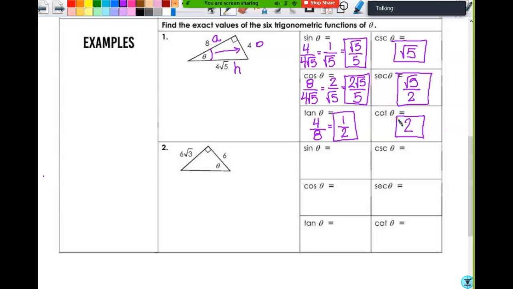Now, if I wasn't asked for all 6, and I was just asked for, let's say, secant, then I could just set up hypotenuse over adjacent. You know, I wouldn't have to do all that to get there. But any questions at all?